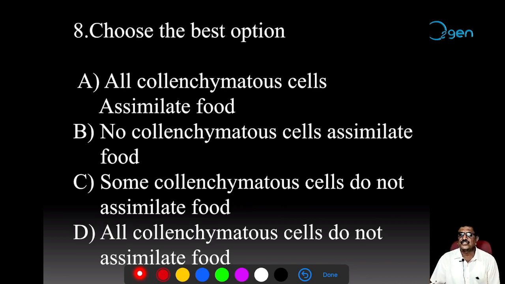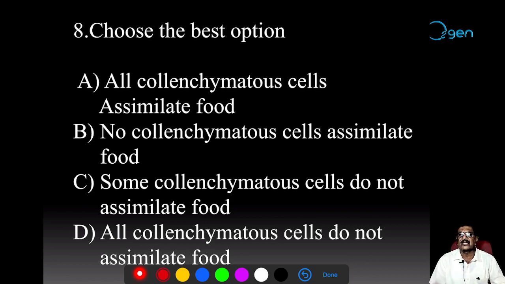Next, choose the best option. A, all collenchymatous cells assimilate food. No, collenchyma is a living mechanical tissue. In young condition, the collenchyma can assimilate the food, but matured and old collenchyma cells do not assimilate the food.